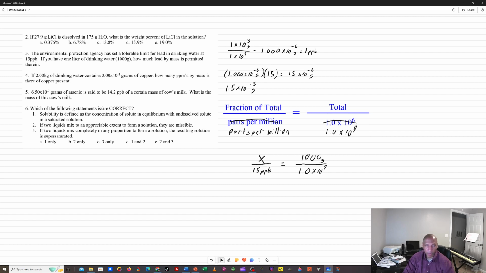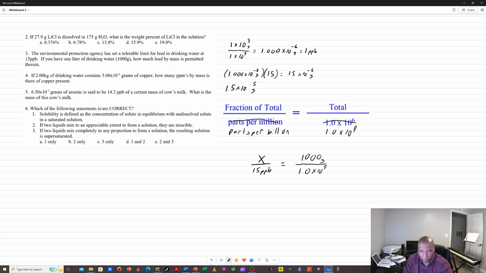Now, of course, not all the time the fraction of the total is what you're trying to find. Sometimes you're trying to find how many parts per billion or parts per million, so sometimes you're going to put the X right there. If you're trying to find the total, then you're going to put the X right there. So using the rubric is pretty easy. All you have to do is figure out what they're asking for.